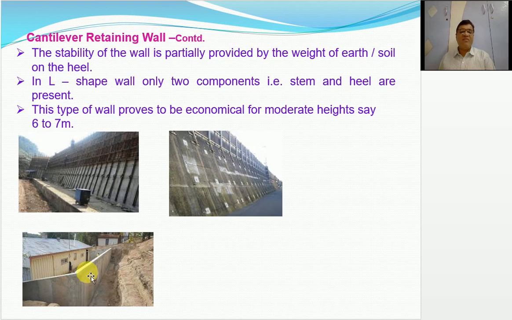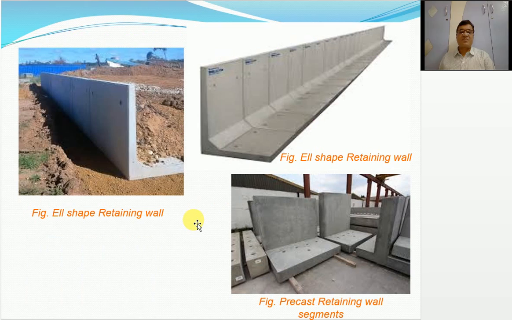This is another example of the cantilever retaining wall. Sorry, here is the heel slab, and on this side there is a toe slab. Here again in this one, this is the toe slab, and on that side there is a heel slab. This is an L-shaped retaining wall. In an L-shaped retaining wall, only two components are present, stem and heel. So this is again an L-shaped retaining wall.